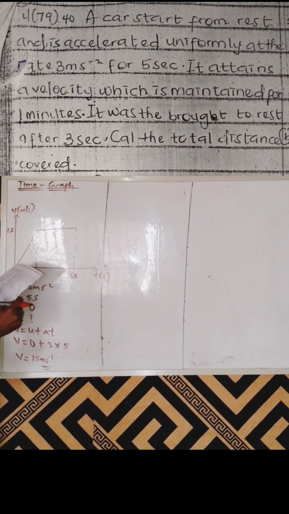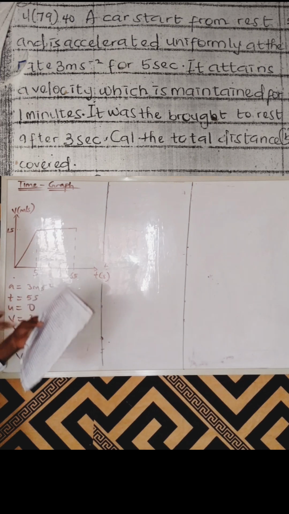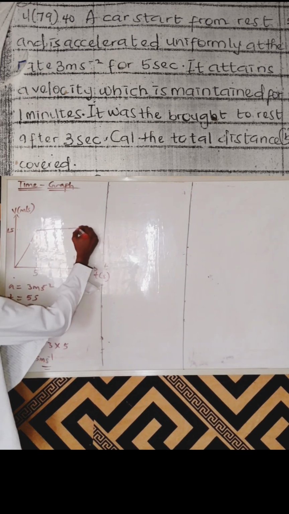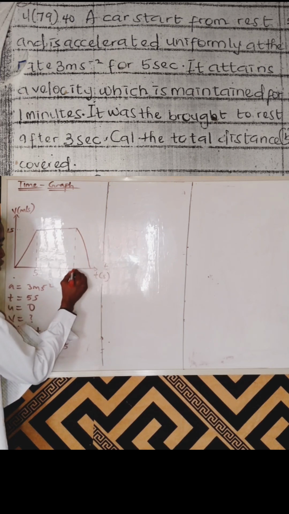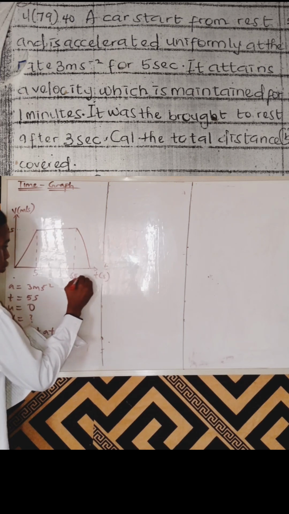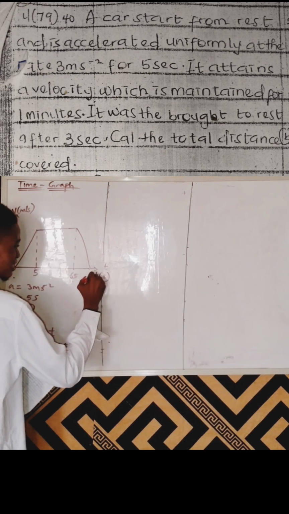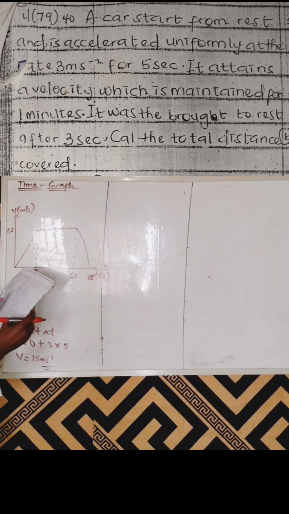So now, then the answer that it was brought to rest after what? After 3 seconds. It was brought to rest after 3 seconds. So it was brought to rest, that means it decelerates after 3 seconds. So from here to here is 3. From here to here is 3. So from here to here is going to be 68. You grab. 68.